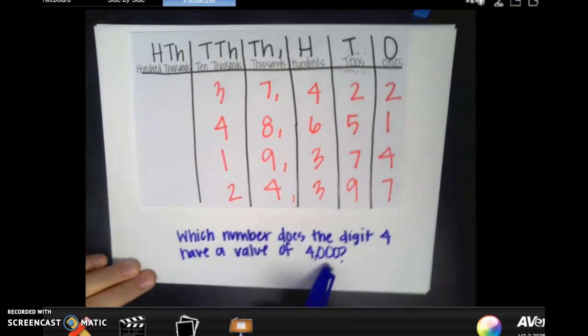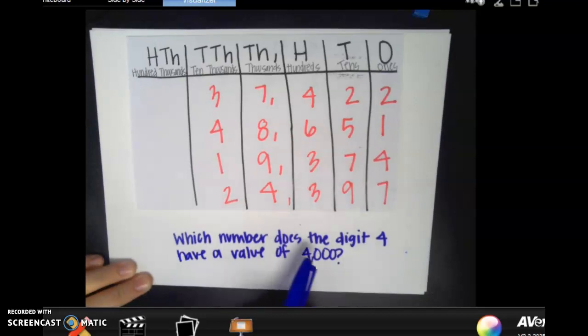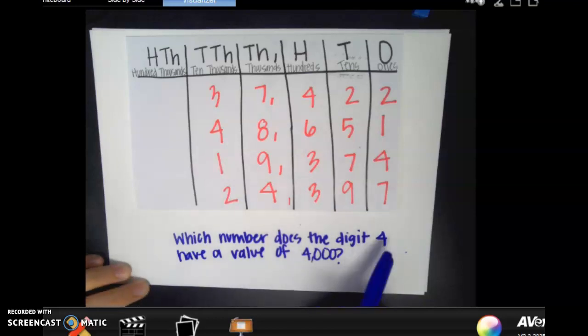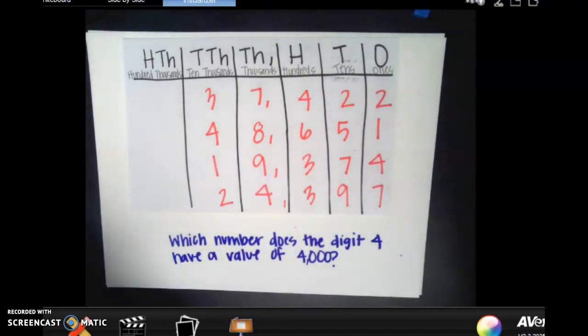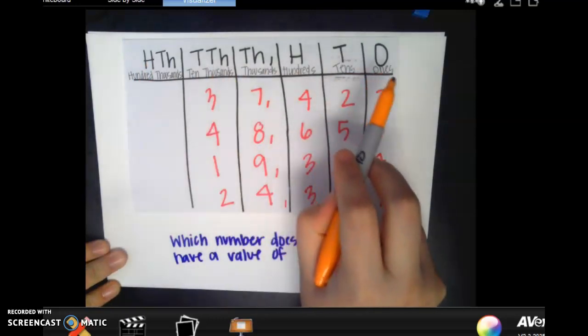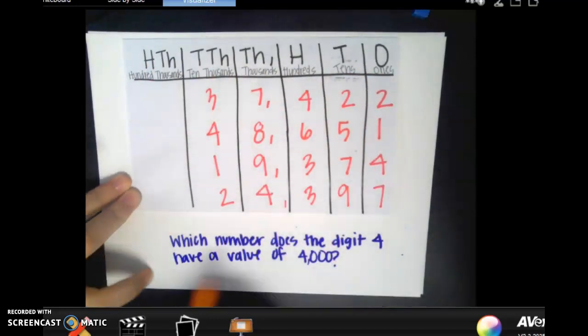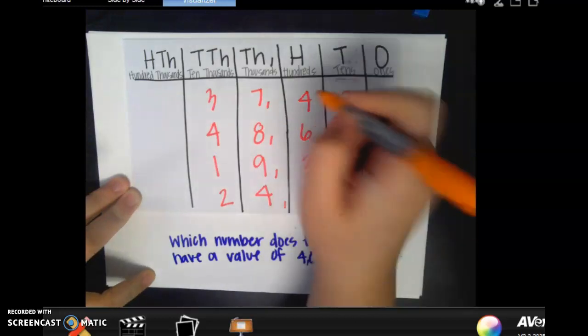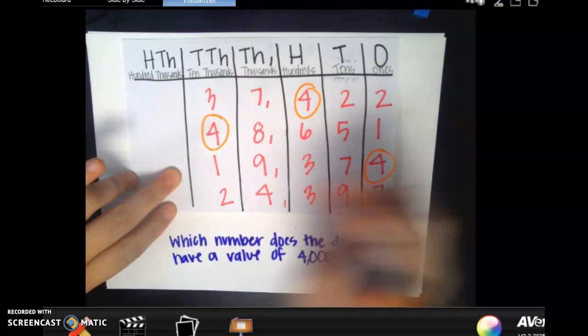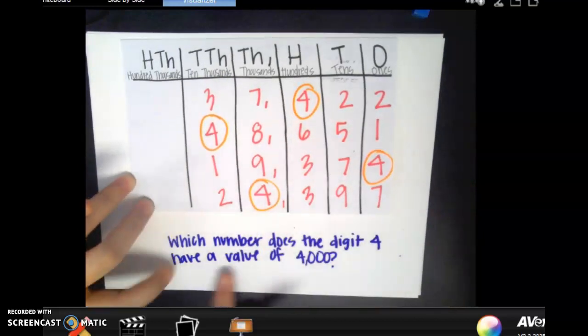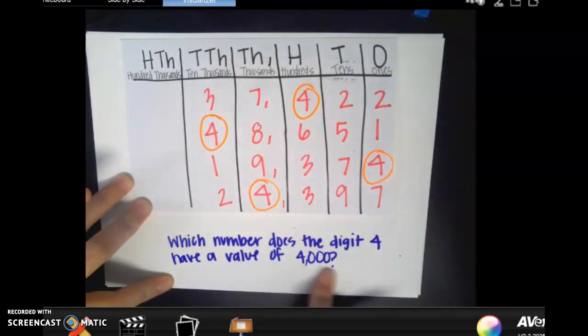So what does that mean? Which number does the digit 4 have a value of 4,000? Well, I'm looking for the digit 4, so this is going to be on a computer for you guys on your Chromebook, but you can write these numbers out, make yourself a place value chart just like this one, and plug the numbers in. So I'm looking for the digit 4, so I'm going to go circle all the 4s that I have here. And I want it to have a value of 4,000.